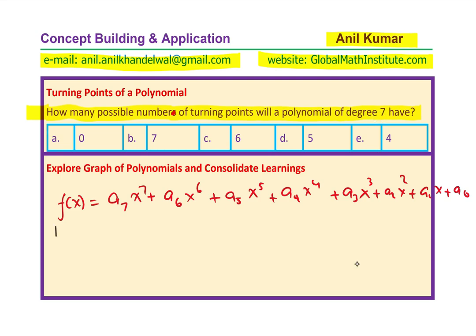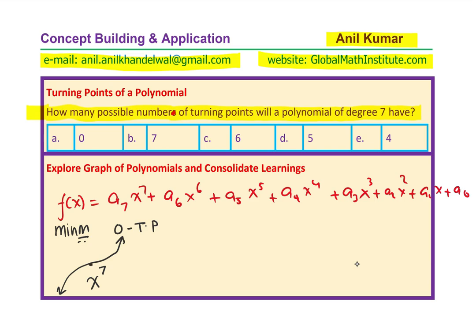So we know minimum will be 0 turning points, right? Because it is odd degree, the graph could go like this, correct? Example, x to the power of 7, right? All of the coefficients being 0, and this could be anything but something like x to the power of 7. So we have no turning point, 0 turning points.